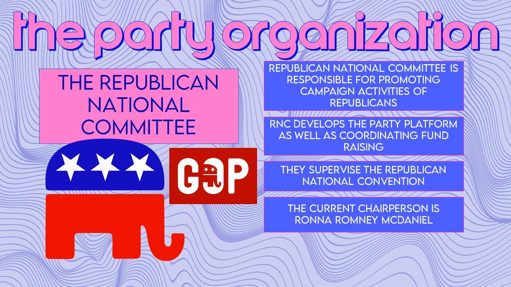The Republican National Committee is just the organization that runs the Republican Party. They call themselves the GOP for the Grand Old Party. So when you see the term GOP, we're talking about the Republican Party here. They do the same stuff as the Democrats. They have to promote the campaign activities of Republicans. They do fundraising. They coordinate campaigns and all this. They supervise the Republican National Convention. So they do a lot, all the same jobs. It's the same day-to-day stuff.